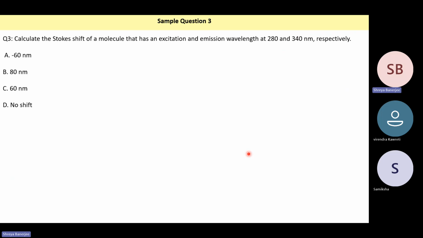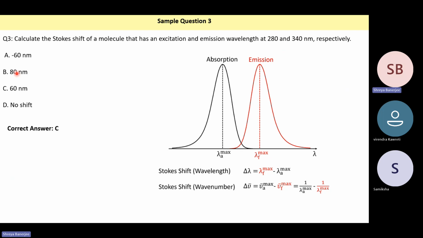Then this is saying, calculate the Stokes shift of a molecule that has excitation and emission wavelengths at 280 and 340 nanometers. So it is 60. That is what we discussed, that Stokes shift is the difference between the absorption and emission. So that is option C.